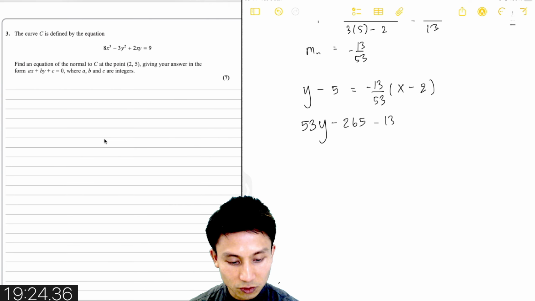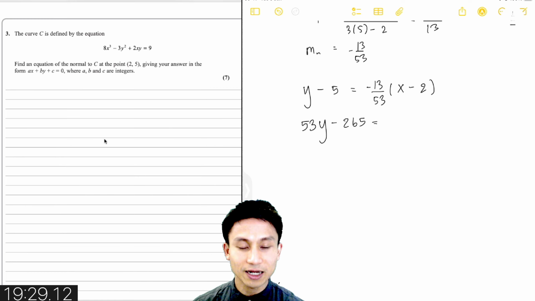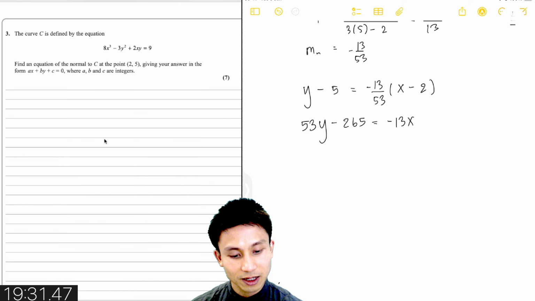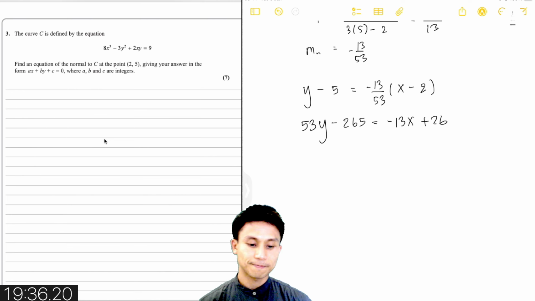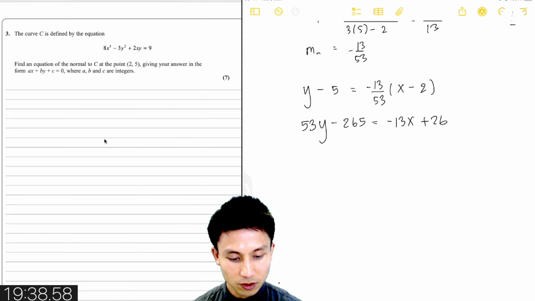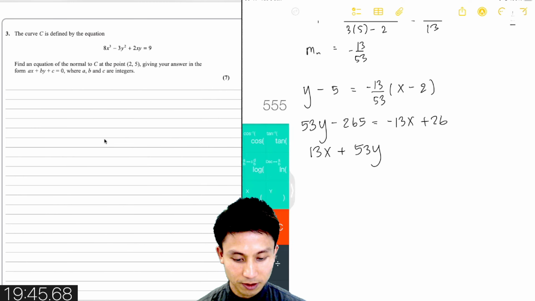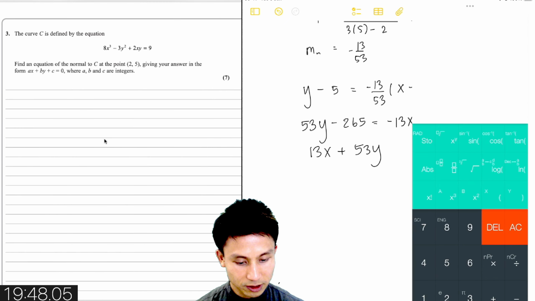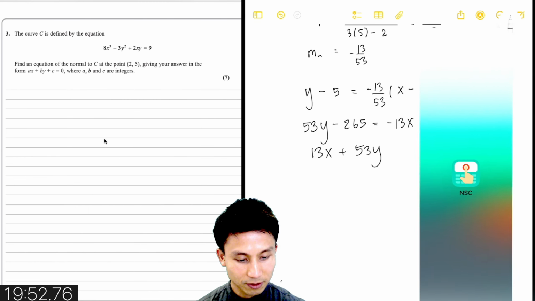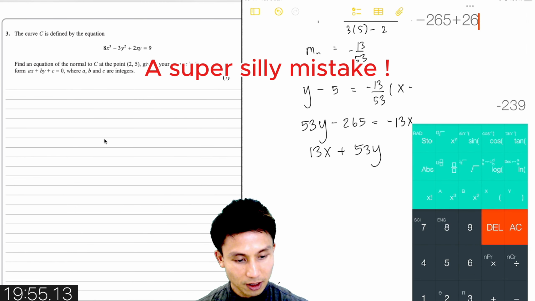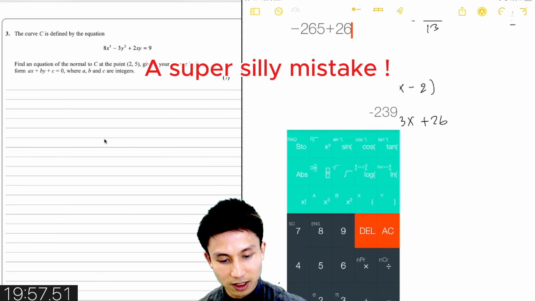And that would cancel to, hang on. So that would cancel. And if I multiply minus 13 in, so I get minus 13x. Minus 13 into the minus 2, I get plus 26. Okay, so that would be 13x plus 53y. And what is that? Let me just help myself with the calculator here. So minus 265. What was that again? Plus 26. That is minus 239.